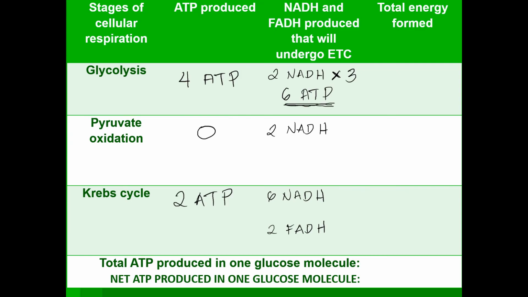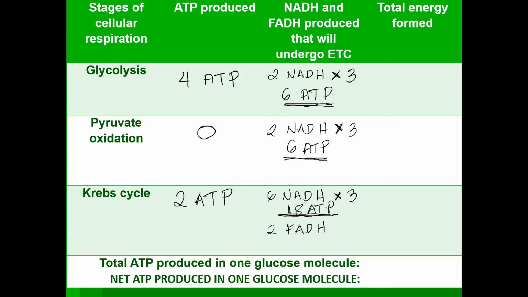For pyruvate oxidation, we will also multiply it by 3. So 2 times 3, it will be producing 6 ATP molecules again. So the NADH produced in pyruvate oxidation, when it undergoes the process of electron transport chain, will produce 6 ATP molecules. Now, for Krebs cycle, we will multiply it also by 3. So 6 times 3, the answer is 18 ATP molecules. Okay, so we have here 18 ATP molecules and we still have FADH.